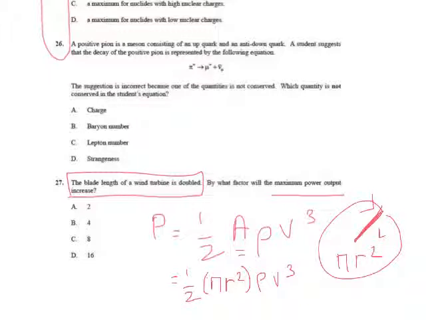So we are going to make the turbine length, the radius, twice as big, which means that we need to square that factor. So the blade is twice as big, but the area is now 4 times greater. So the answer is B. Okay, because here we are squaring the radius increase.